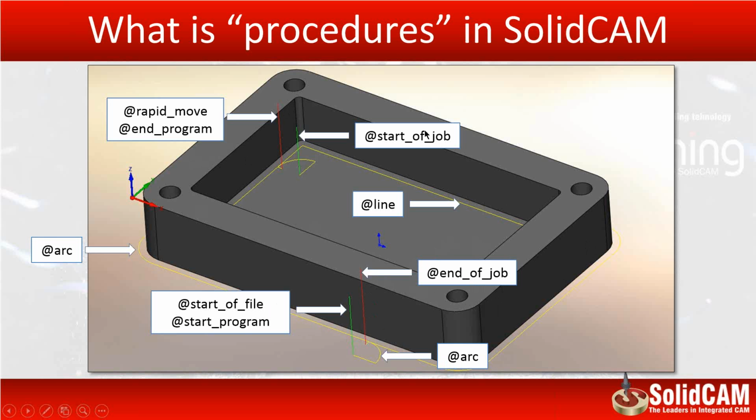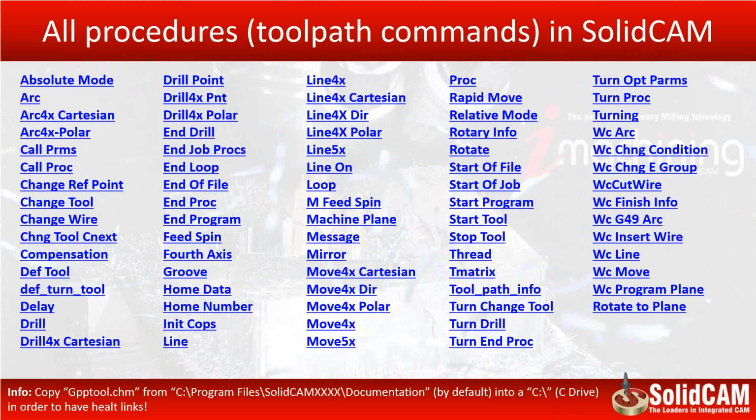Okay, so here we have the start of job because it's another operation. Then we have the line, arc, line, and so on and so on. And of course at the end we have the rapid move, end of job, and then end of program. So basically SolidCAM defines and divides this ToolPath into procedures. And then it calls these procedures from the GPP file. By the way, these are all the procedures or ToolPath commands in SolidCAM.